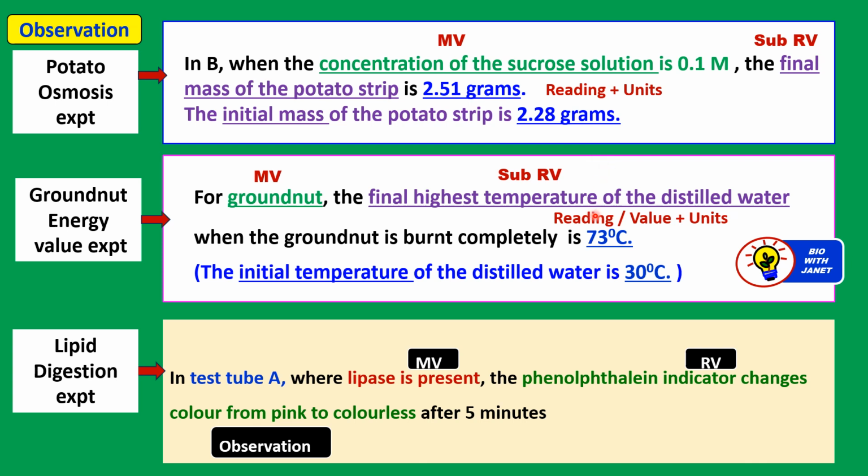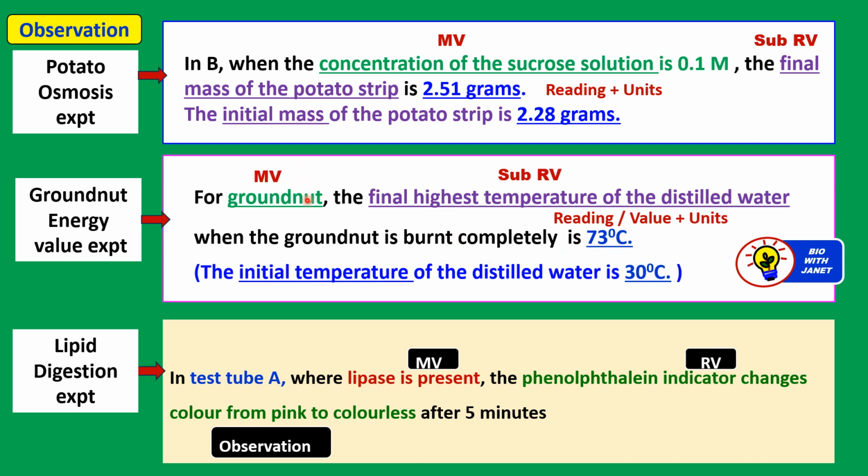Now, for another experiment, determining the energy value of different food samples, this is our observation. For groundnut, the final highest temperature of the distilled water when the groundnut is burnt completely is 73 degrees Celsius. And here we can write in brackets, the initial temperature of the distilled water was 30 degrees Celsius. So there's the rise in temperature to 73 degrees Celsius after the groundnut is burnt.